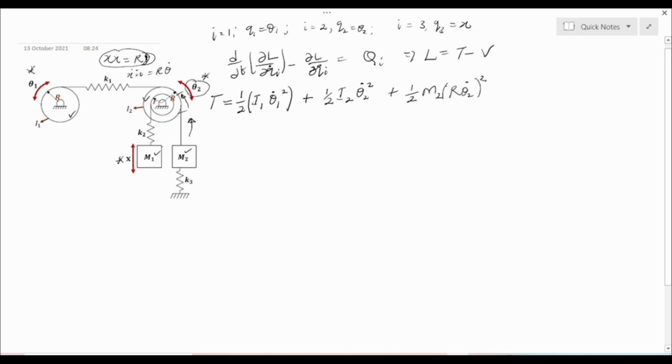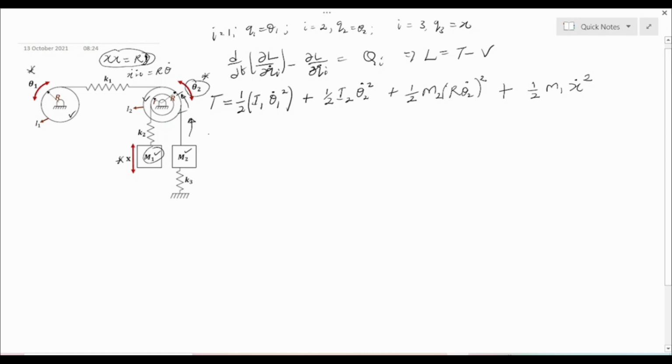And finally, the last mass, M1. The kinetic energy for M1 is going to be half M1 times the velocity of M1 squared. And in this case, M1 at every point in time will be vibrating with a velocity x dot.